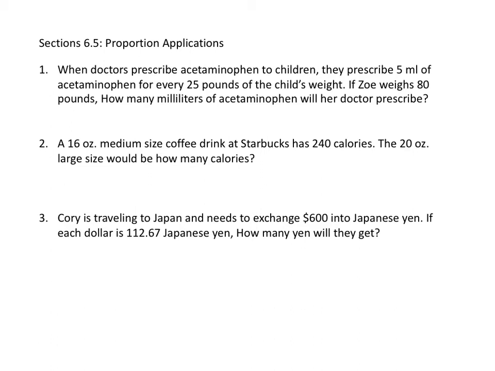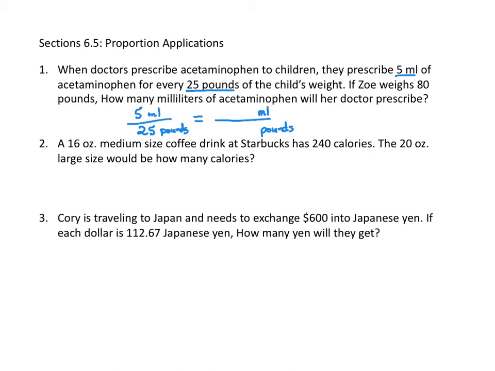Problem number 1, when doctors prescribe that painkiller, acetaminophen, to children, they prescribe 5 milliliters for every 25 pounds. Okay, there's a ratio right there. 5 milliliters for every 25 pounds. They have units on them. Keep the units on them. The units matter. So we're comparing 5 milliliters to 25 pounds. Okay, so if we're going to make another ratio equal to that, then it also has to be milliliters to pounds.